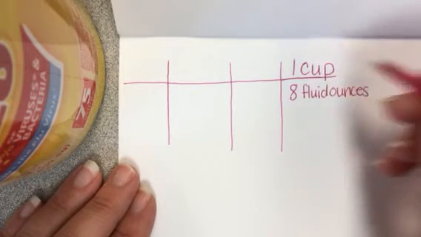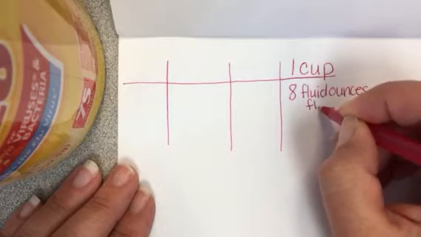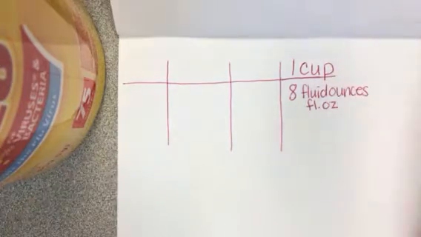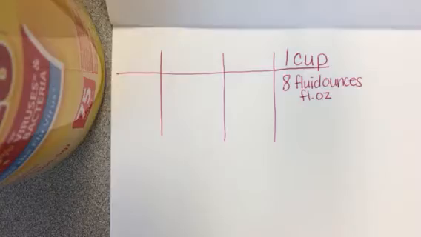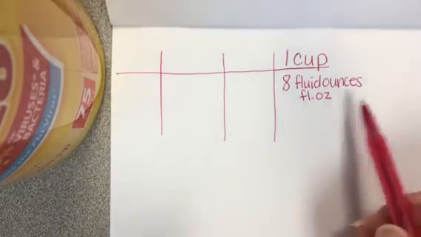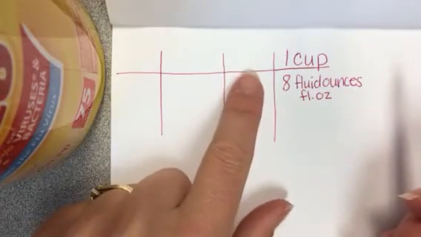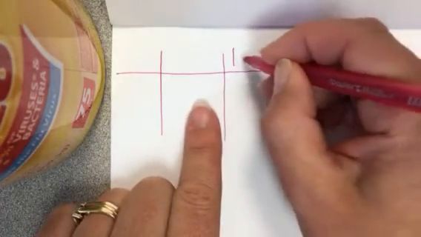Now another way to say fluid ounces is FL and then OZ. I'm not sure why it's a Z. My guess is that it's a root word and what it originally came from, whether it's Latin or Greek. So 1 cup, my next thing bigger than 1 cup is 1 pint.